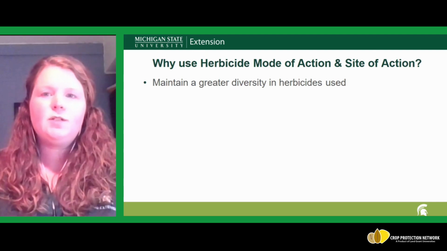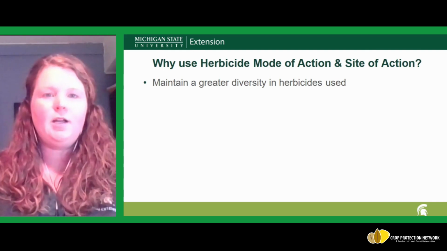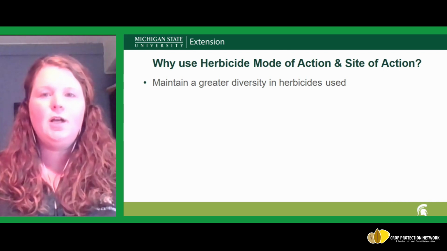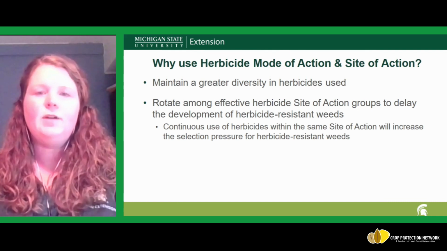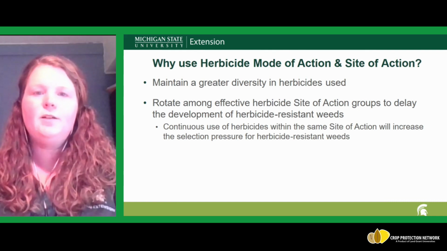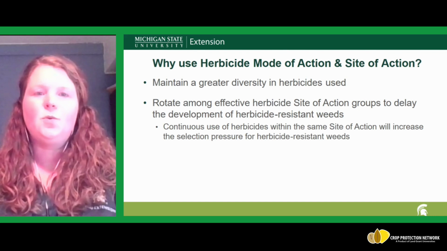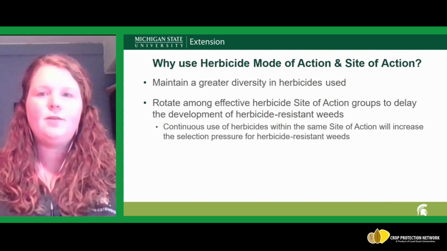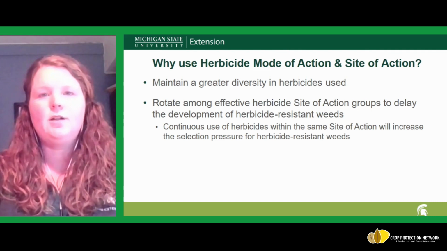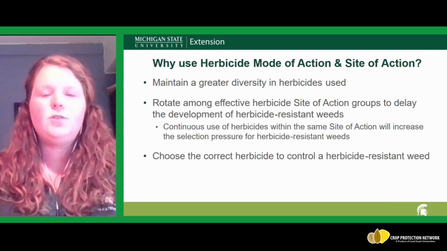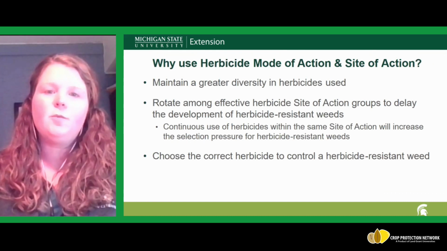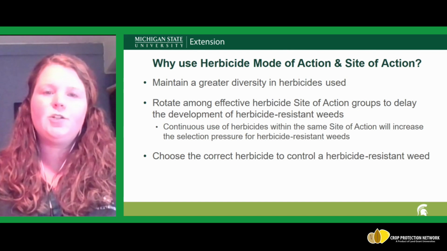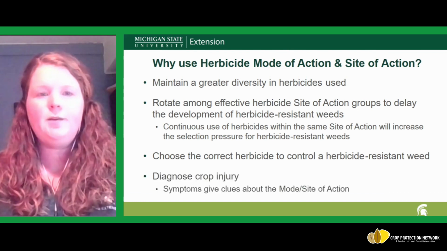So why do we use modes and sites of action? Once again, it is to maintain a greater diversity in our herbicide use for herbicide resistance management. When we rotate among effective herbicide site of action groups, this will delay the development of herbicide-resistant weeds. If we use the same herbicide site of action over and over and over again, that is how we develop herbicide-resistant weeds in our fields. Also, if you do have a herbicide-resistant weed, we want to make sure we're pairing the correct herbicide so that it's not in that same site of action, so that we can actually control that weed.